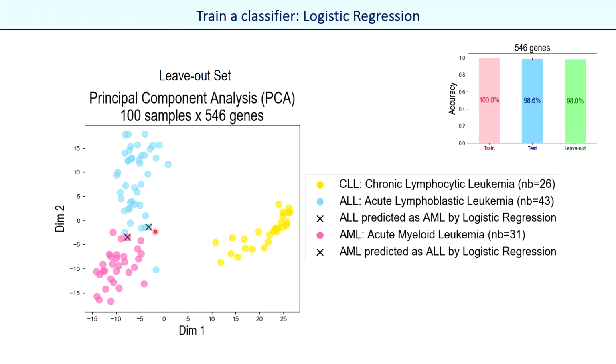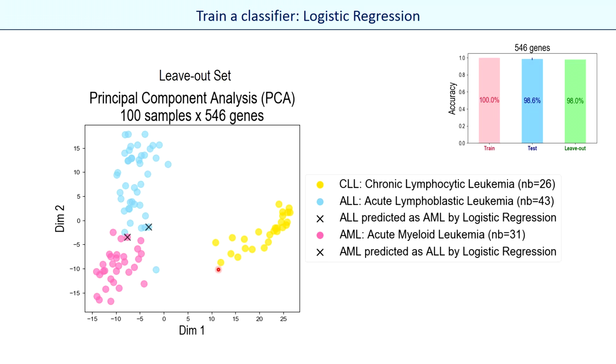The cross on a blue point means that the real sample is acute lymphoblastic leukemia, while our prediction classified it as acute myeloid leukemia. The situation is just opposite for the second error. The cross on a red point means that the real sample is acute myeloid leukemia, but we predicted it as acute lymphoblastic leukemia. As we can see, both arrows are placed near the boundary between 2 classes. It's a little bit difficult for our classifier.